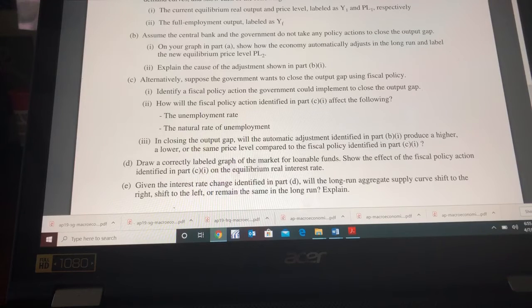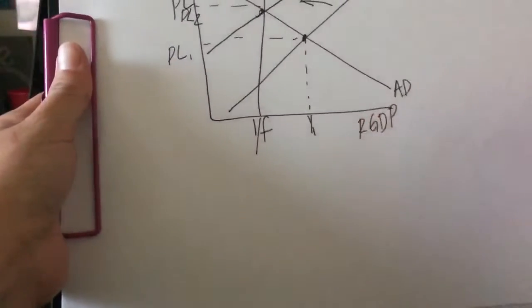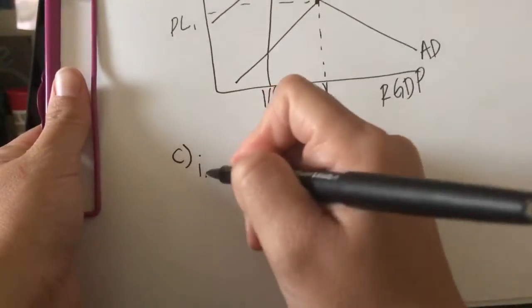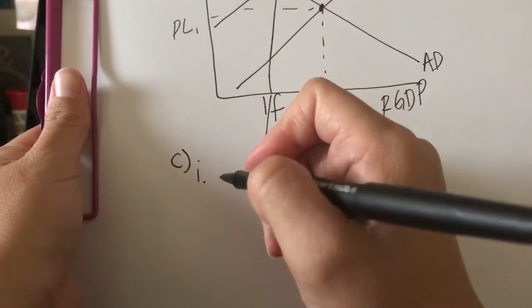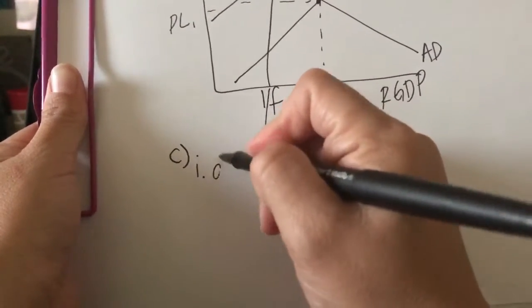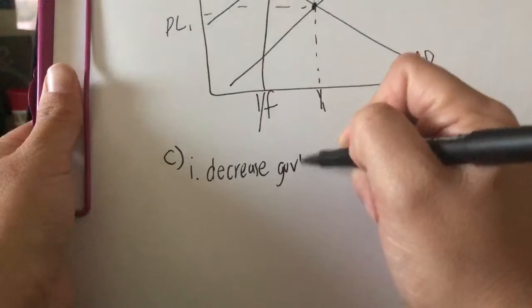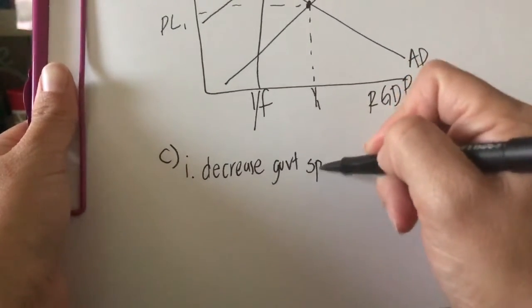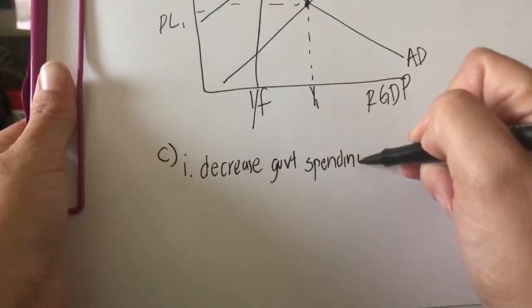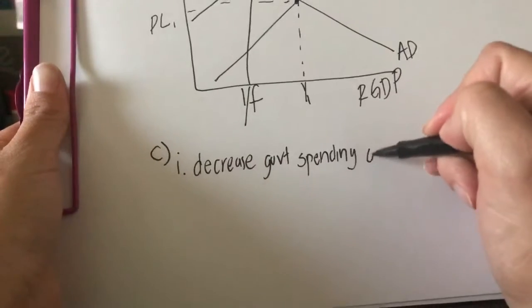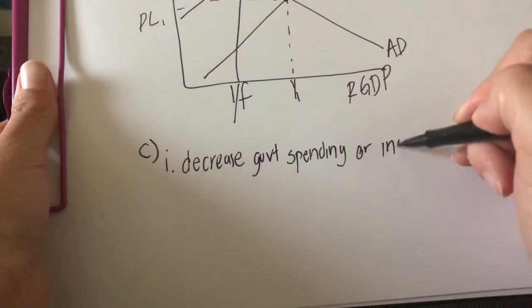It says, identify a fiscal policy action the government could implement to close that gap. Great, we just answered it. So what I would have to do, I'm going to come back up here, and you get white paper for this. I'm going to label C1, right? It asks me what the government could do, just one tool, right? It could decrease government spending, just bear with me on my writing, right? Or, I'm just going to be extra, increase taxes.